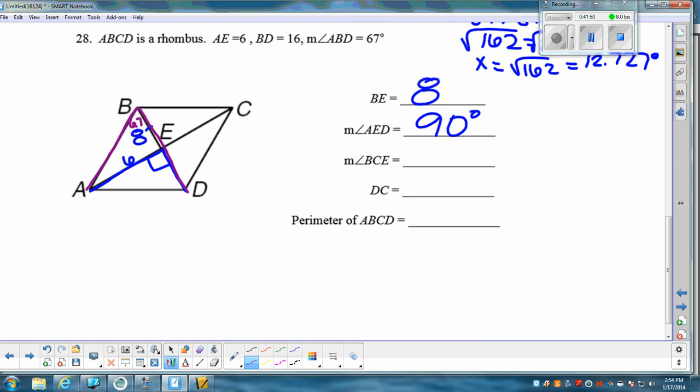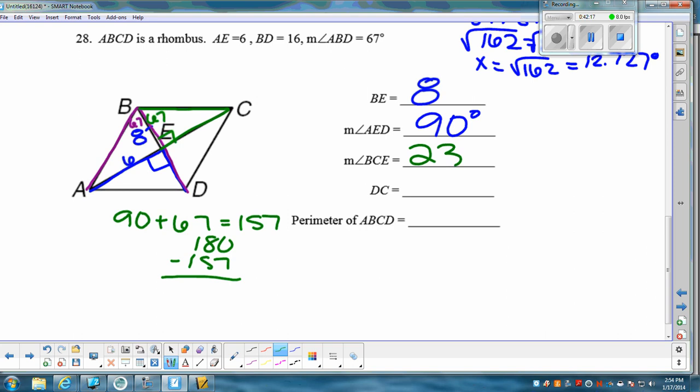So if we are looking at figuring out angle BCE, this one here in green, well, I know that EBC would have to be 67 because it's the other half of our angle, and I know this is 90 degrees. So 90 plus 67 equals 157. Subtract that from 180 degrees, and I get 23 degrees.